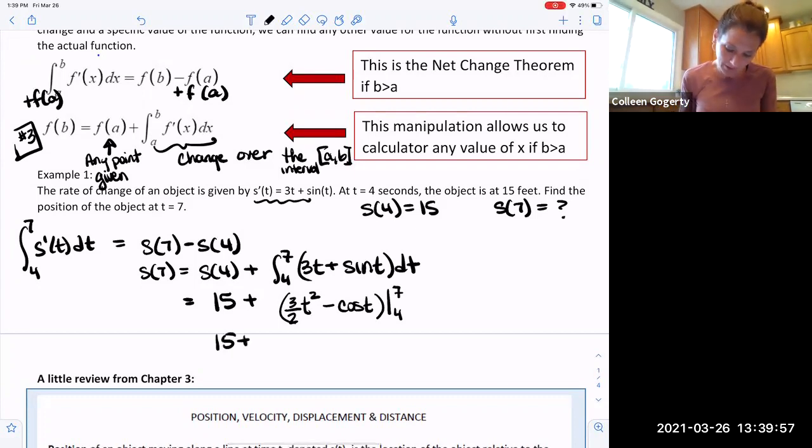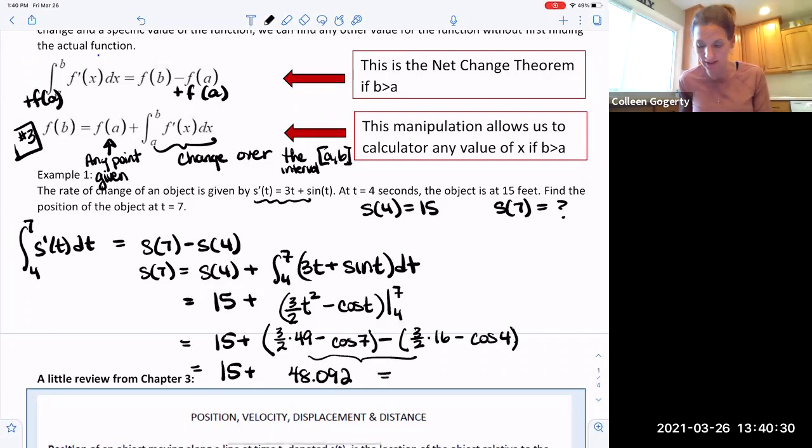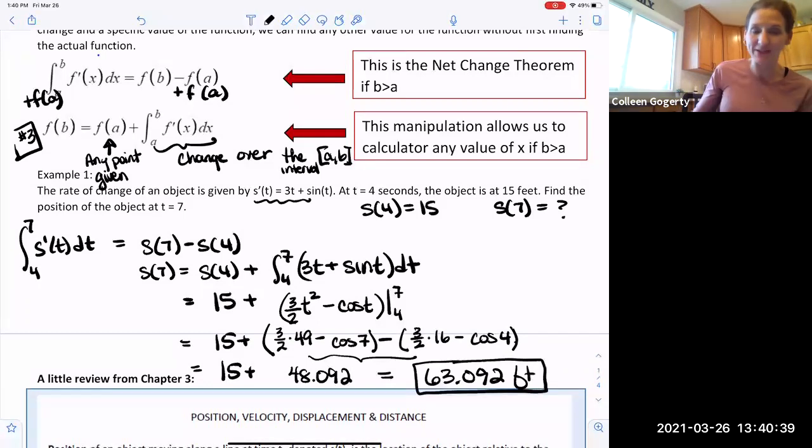So I've got 15 plus, let's see, 3/2 times t squared. So that's going to be a 49 minus cosine 7. And then 3/2 times 16 minus cosine 4. Okay. And I plugged this into my calculator before, but basically these two together gave me 48.092. Check your work to make sure that you also got that. So 63.092, and we are measuring in feet because they are asking us what would be the position.